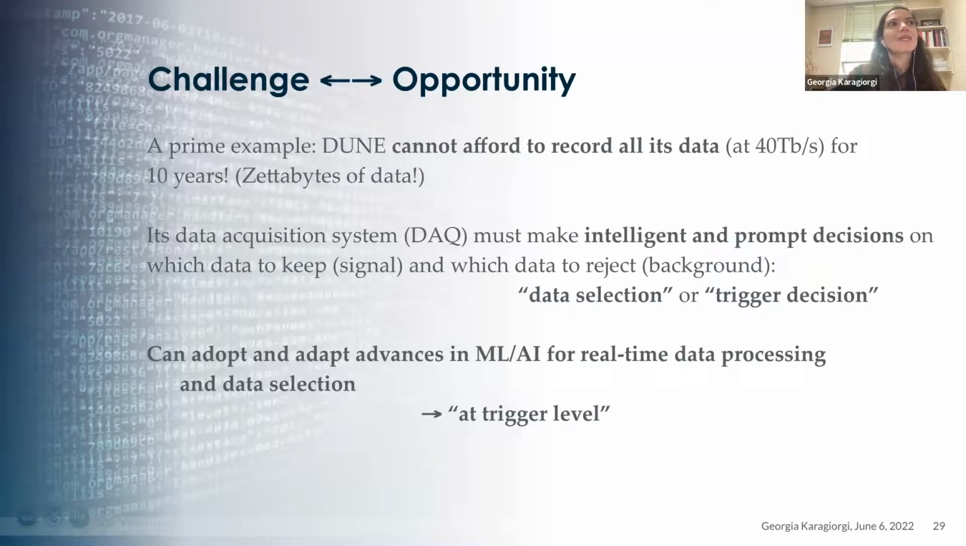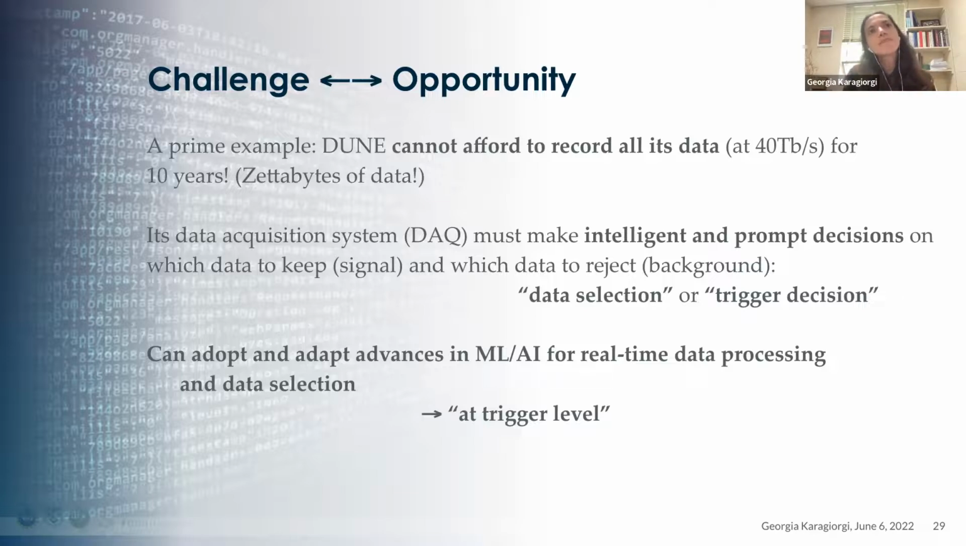We have to treat it more intelligently right as it comes through and sift through it as it's coming, and then cleverly identify only the rare events that we care about. So the DUNE data acquisition system, in that respect, must make intelligent and prompt decisions on which data to keep, which are potential signals of interest, and which data to reject, which is simply background. This is often called data selection or trigger decision, and it's something that most particle detectors must do.